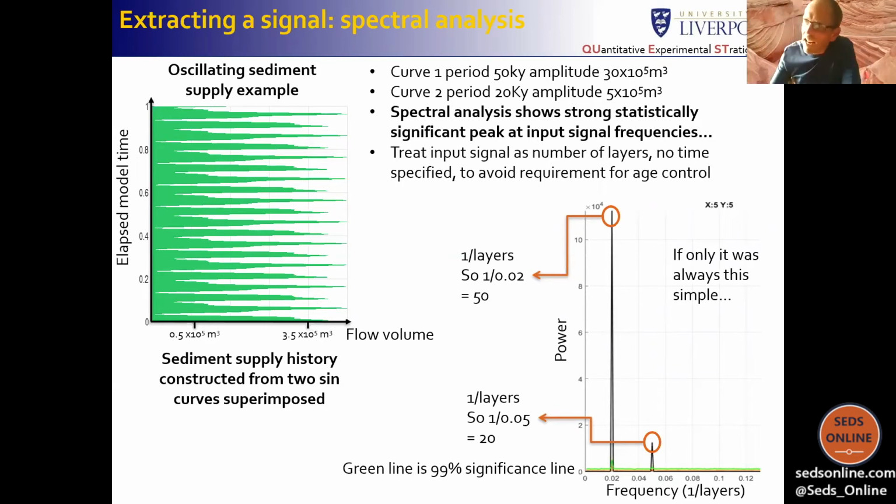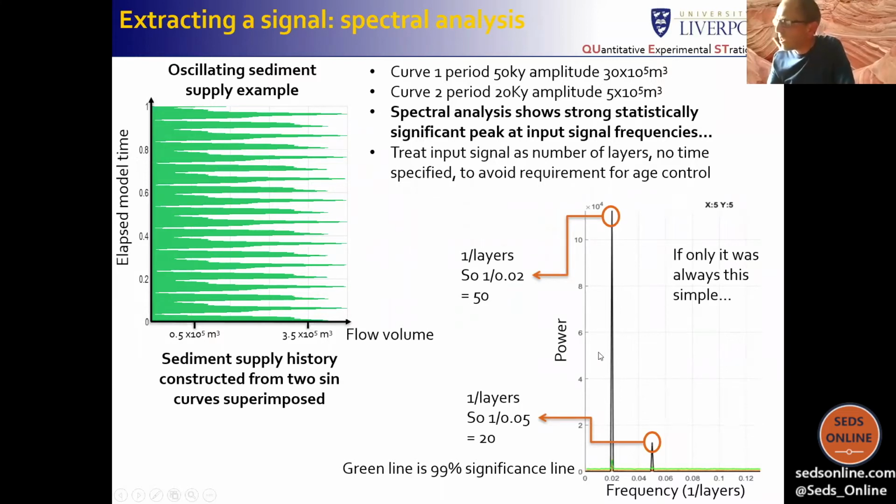So spectral analysis simply looks for some periodic signal in the bed thicknesses in this case, right? And it can extract, in simple cases at least, that periodic signal very effectively. So in this really simple example, we've got two superimposed sinusoids which are causing the sediment supply to oscillate through time. It looks kind of complicated. It isn't really. It's just two sinusoids superimposed with different periodicities, right? One 50,000 years, one 20,000 years.